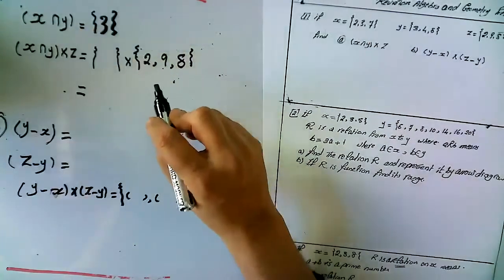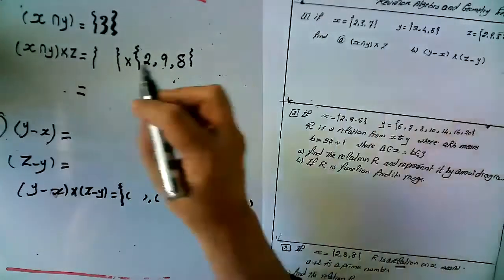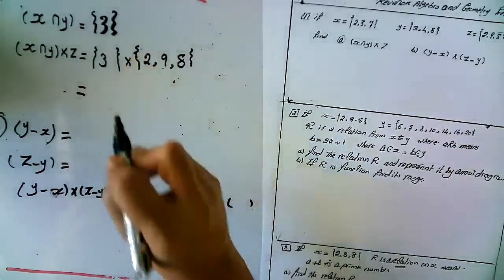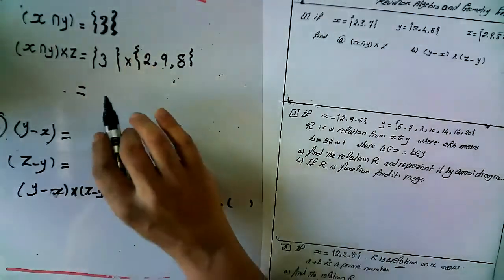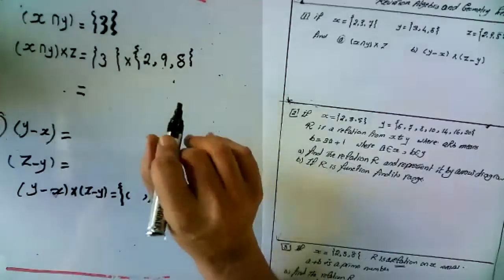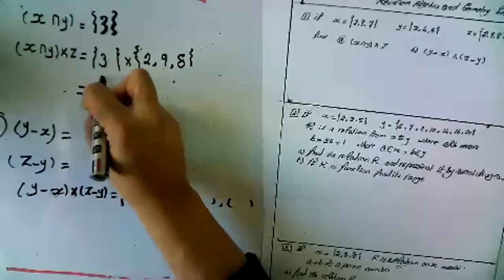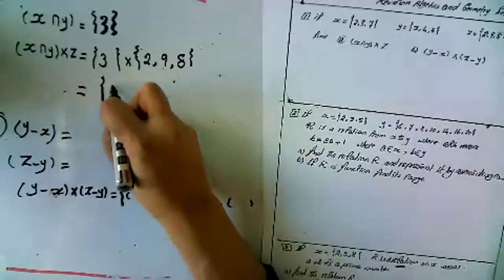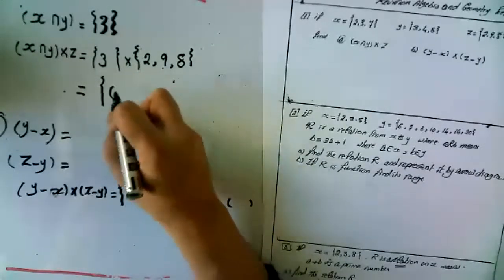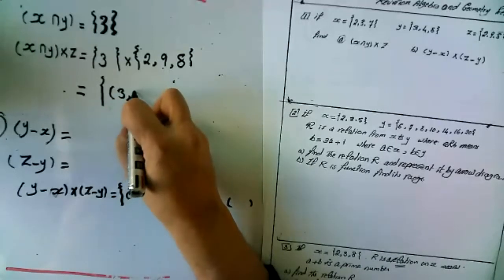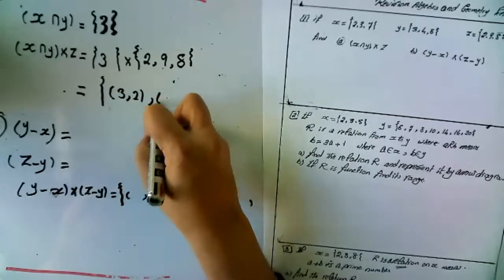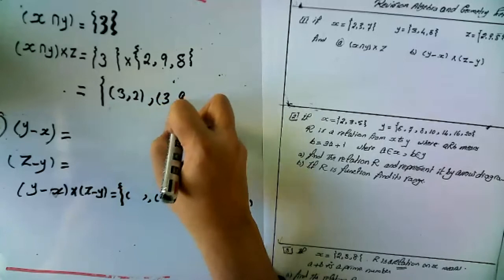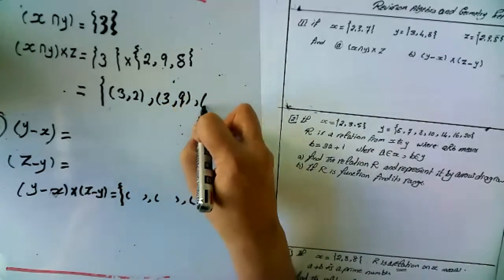And the set z is {2, 9, 8}. So we want to get the Cartesian product of {3} and {2, 9, 8}. Now we are going to form the pairs. The first pair, (3, 2). The second pair, (3, 9). The third pair, (3, 8).